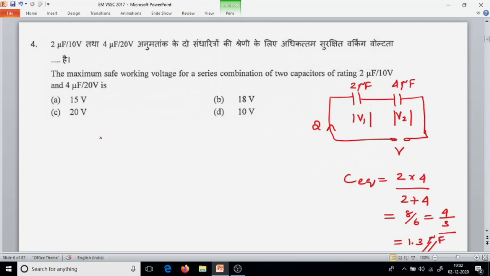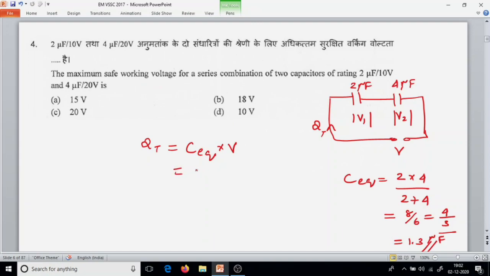Now we will find the charge. Total charge QT is given by C equivalent multiplied by V. Now see, one capacitor is 10 volt, another capacitor is 20 volt. So first we will take the middle value, that is 15. What happens? I will take 10 first.